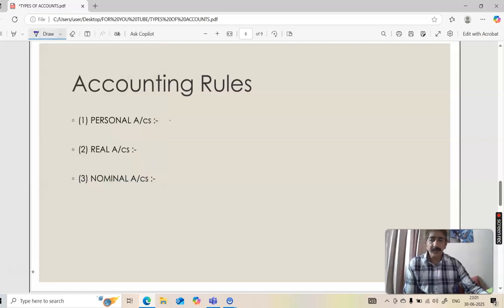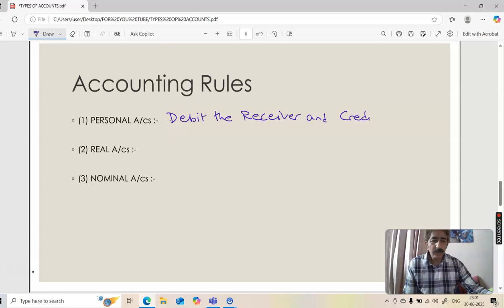Okay, for personal accounts the rule is debit the receiver, and credit the giver. Personal account rule, I repeat, the accounting rule for personal accounts is debit the receiver and credit the giver.